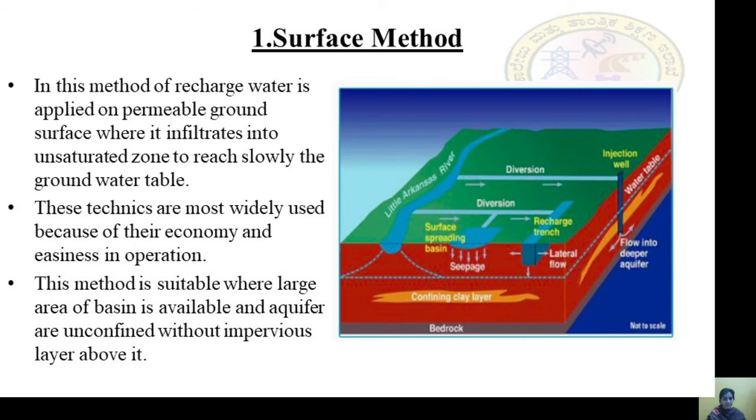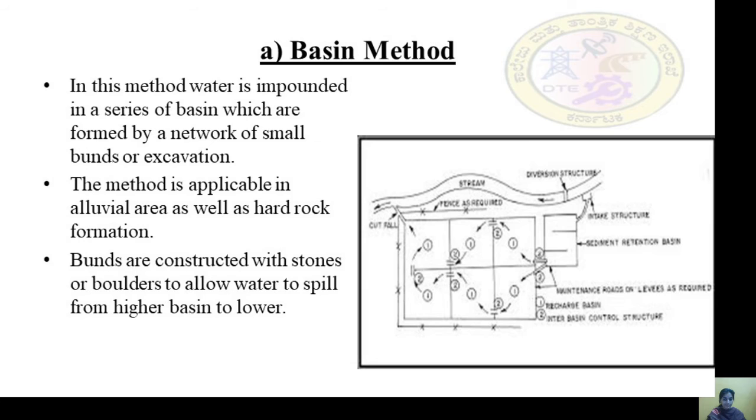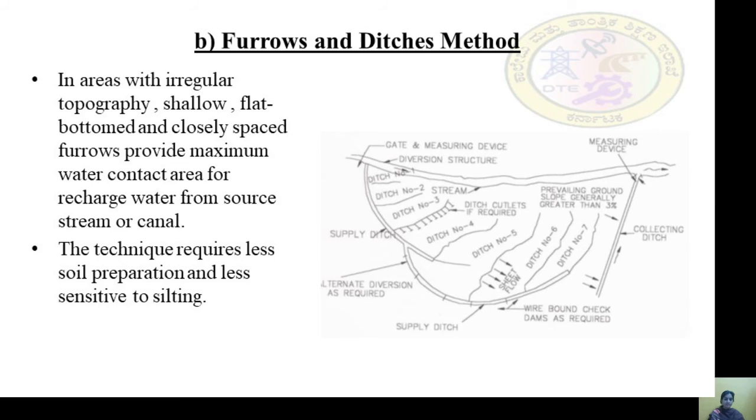You can see in surface method, it is applied on permeable ground surface where it infiltrates into the unsaturated zone and slowly reaches the groundwater table. In the basin method, water is impounded in a series of basins which are formed by a network of small bunds or an excavation. In the furrows and ditches method, where the area is irregular, shallow and flat bottomed and closely spaced furrows are provided with maximum contact area to recharge water from a source or canal.